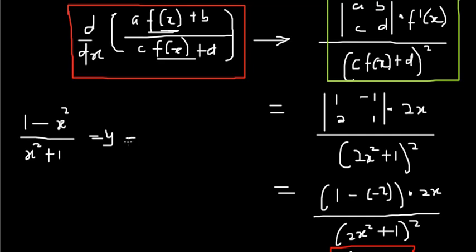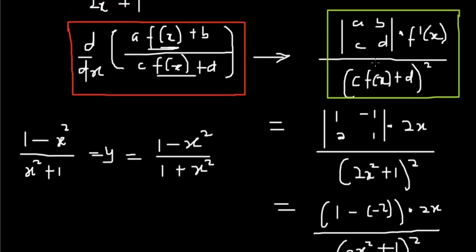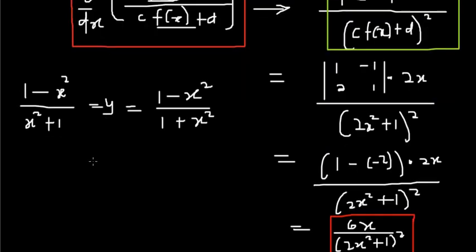So all you have to do is interchange their positions. So we have 1 minus x squared divided by 1 plus x squared. So now we have this equation in this format, which is equal to this one. Now let's see how we solve that problem over here. We just implement this method to arrive at our answer.